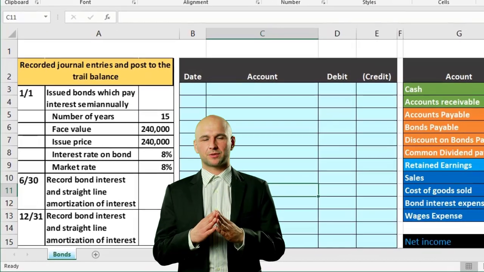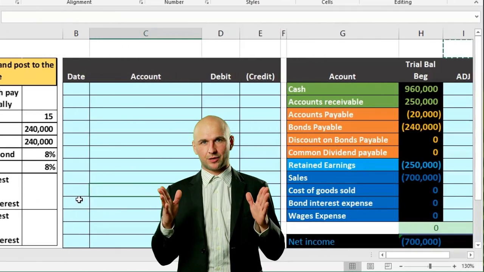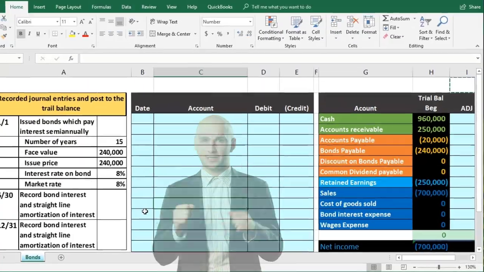In this presentation, we will record the journal entry related to the interest payment on bonds.